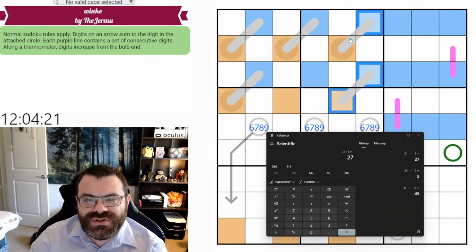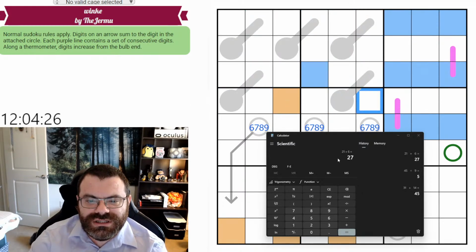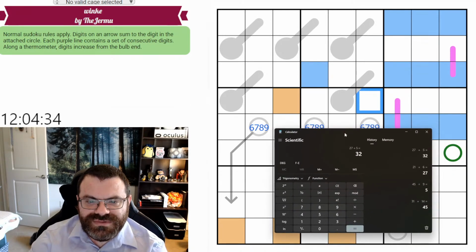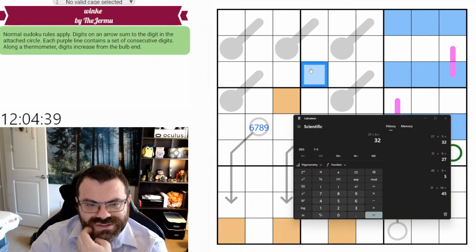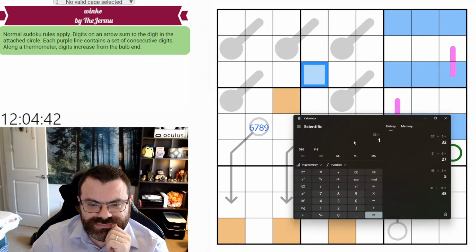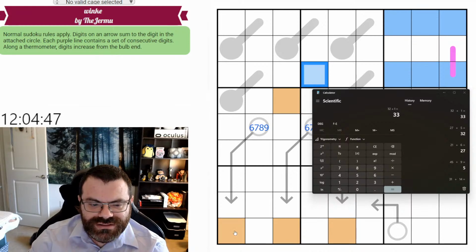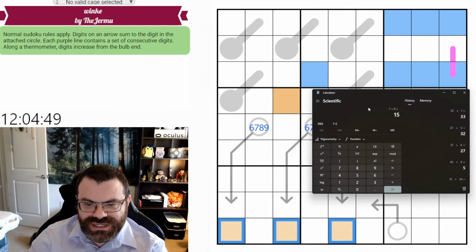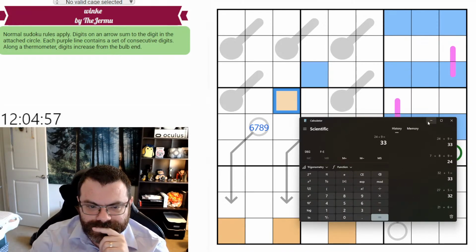Oh, I can remove the thermos and add 5 to the blue sum. That's true. So if I remove these, I can add 5 to my blue sum, because that has to be 5 higher at least. So that's 32. And then this can be a 1, I guess, for 33. So 33 is the minimum of blue. This could be 7, 8, 9 is 24. And then this could be 9. That's 33.